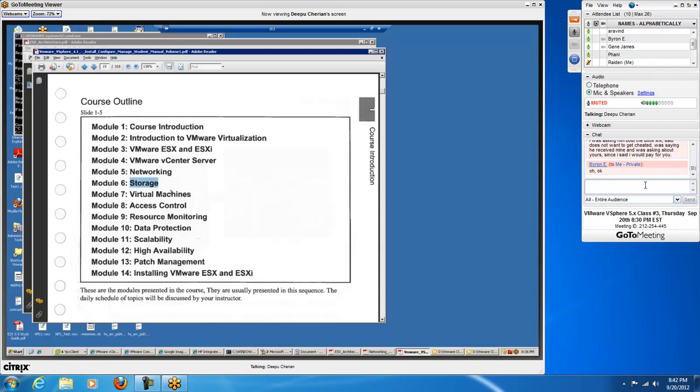Networking and storage are pretty large topics. Virtual machines is also an interesting chapter. There is quite something to understand about virtual machines, its files, its properties and things like that. Access control is about permissioning, roles and all. We will look into that. Monitoring, data protection is backup, that we will talk about later. Then comes the high availability and scalability part of it. These are all the clustering aspects of VMware vSphere.